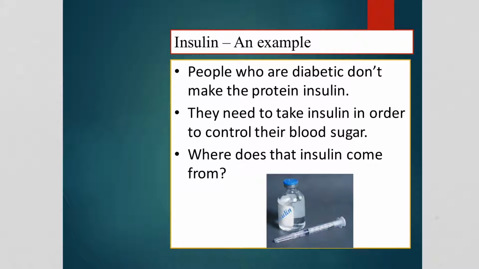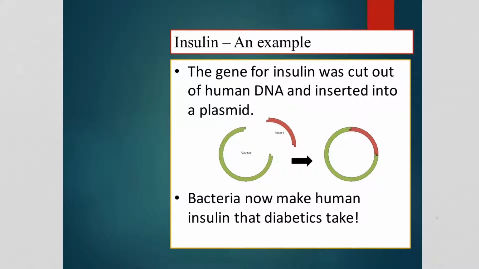But where does that insulin come from? We don't take it from other humans. So what happened is scientists took the gene for insulin and they cut it out of human DNA. They cut it out of a human that was making insulin, and they inserted that DNA into a plasmid, put that plasmid inside a bacteria, and now the bacteria make the human insulin.